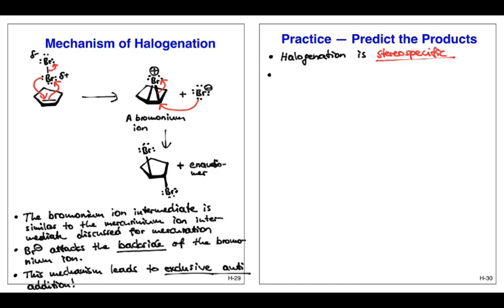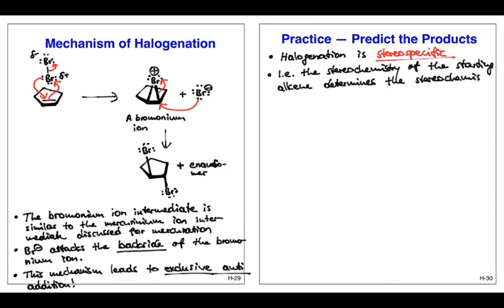Now, why is this kind of anti-addition to the double bond of halogenation stereospecific? Because the stereochemistry of the products is determined precisely by the stereochemistry of the starting materials. And that's always true for a stereospecific reaction. You go from one stereochemistry in the starting material to one specific stereochemistry in the product. Okay, so let's look at an example.